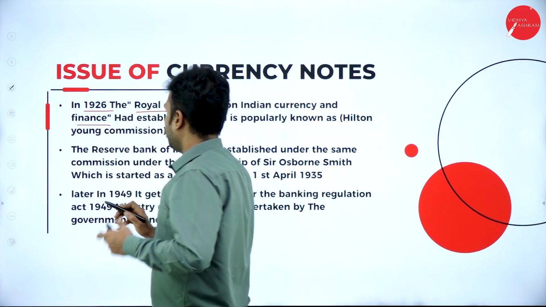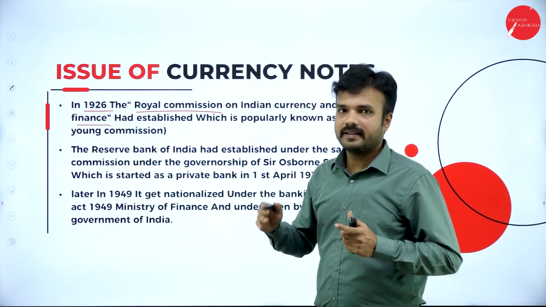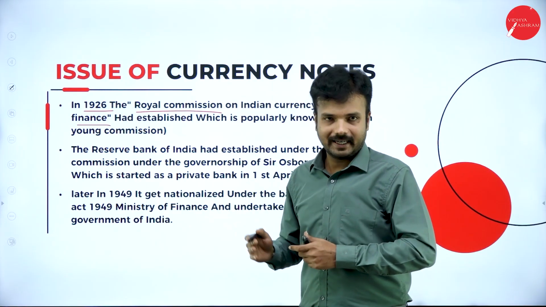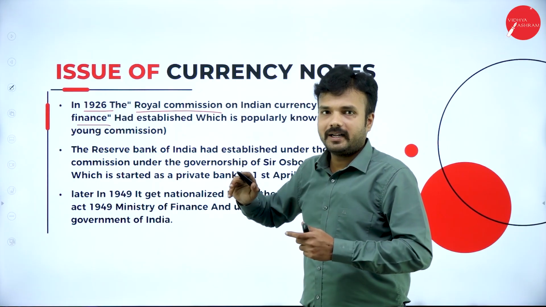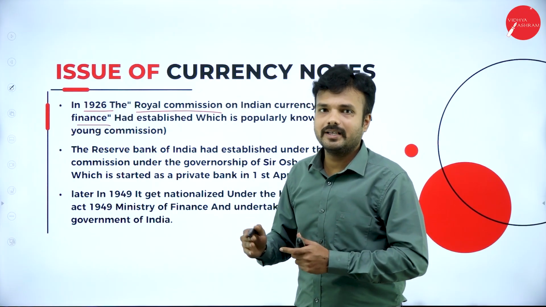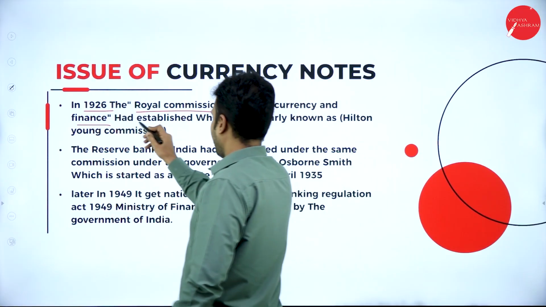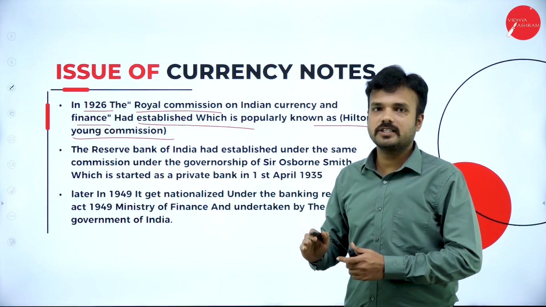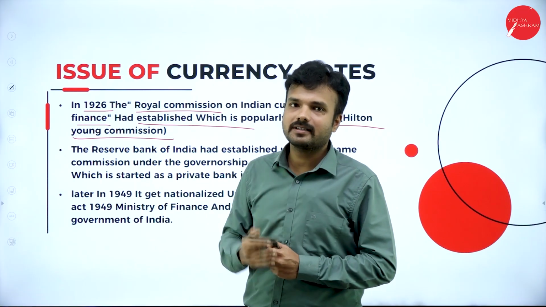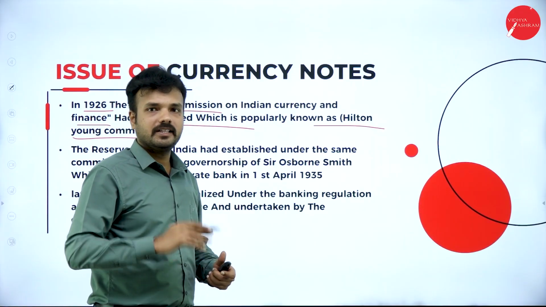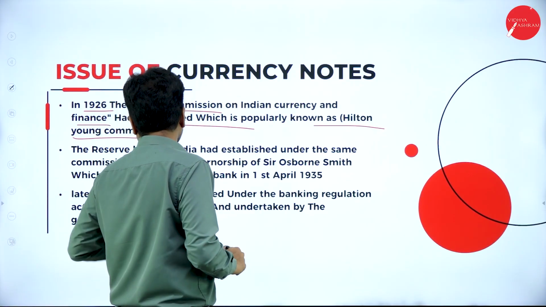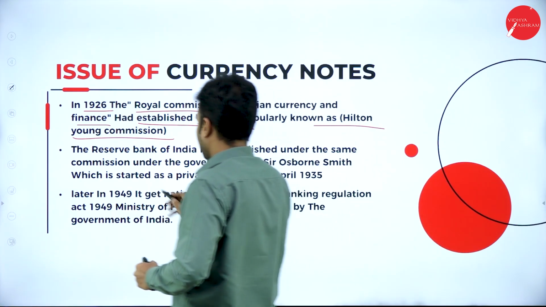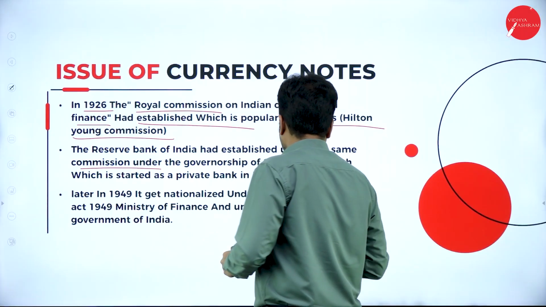On the basis of this Royal Commission, the Reserve Bank of India was established. This Royal Commission is also known as the Hilton Young Commission, because it was formulated by a British officer whose name is Hilton Young. The Reserve Bank of India was established under the same commission, under the governance of Sir Osborne Smith.